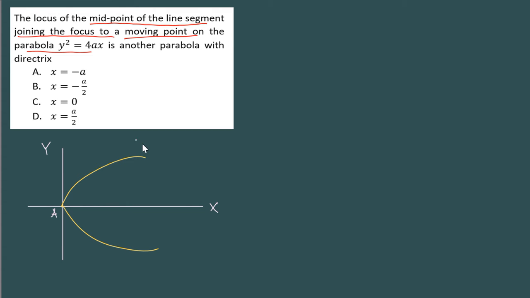The given parabola is y square equal to 4ax. So the focus will be a units from the vertex. The coordinates of focus are a comma 0, and then if you take a point P on the parabola which is moving and join these 2 points with a line, you have a midpoint. So let's call this midpoint as Q.